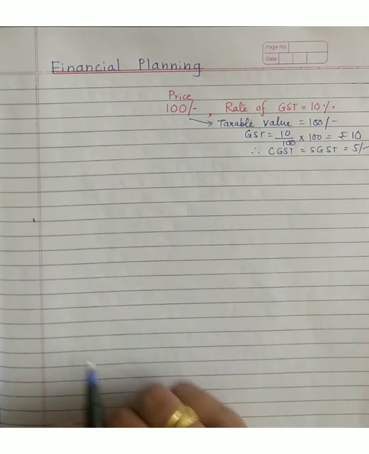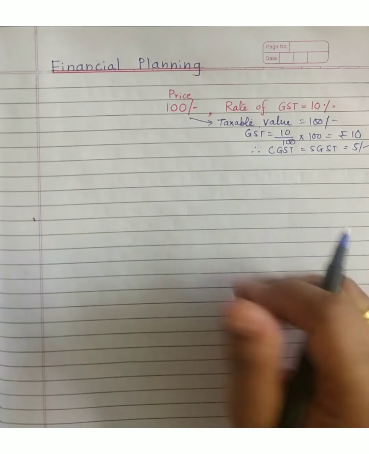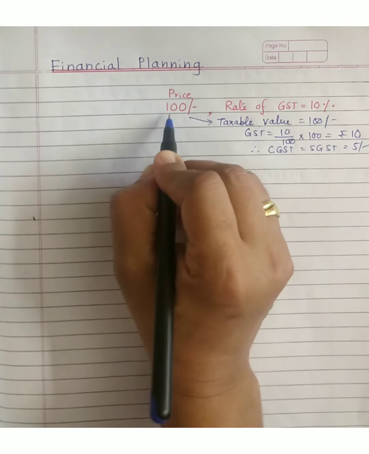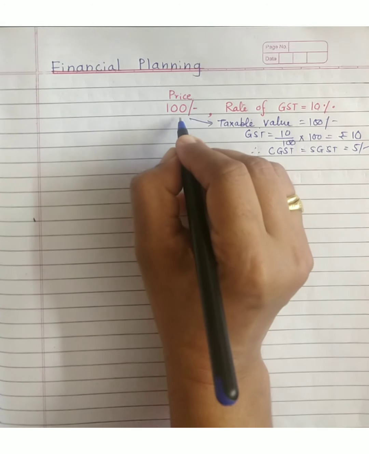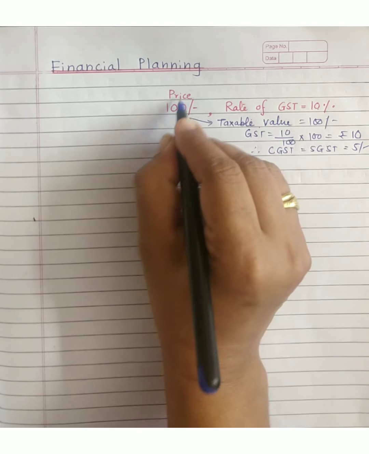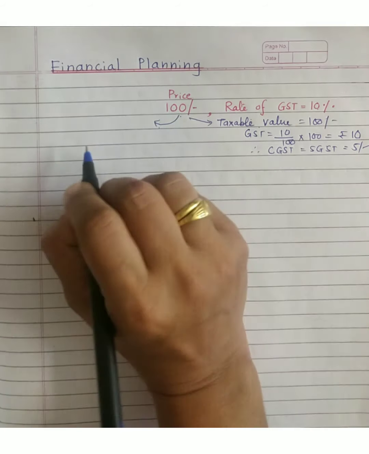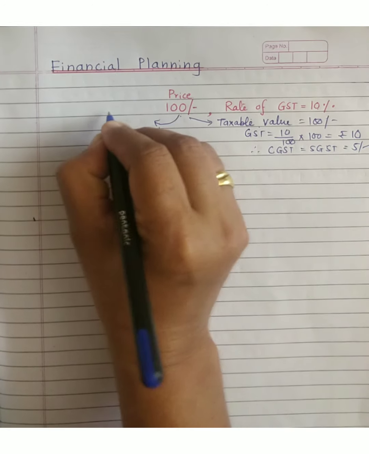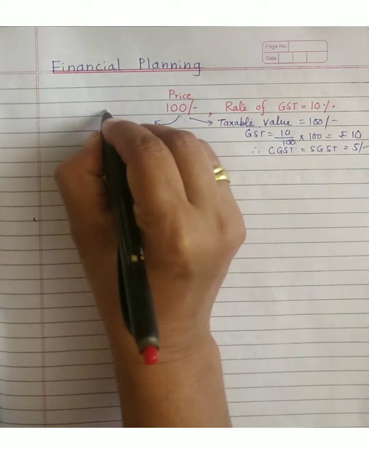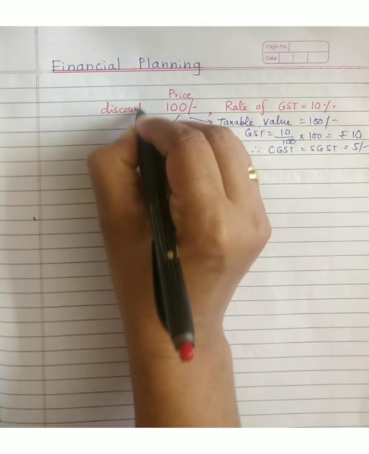What can be the second case? See, there are only 3 possibilities. If you find anything else, you just inform me. The second possibility is what? The price of the article is rupees 100, but it's not available at rupees 100. On that, a discount is given. That is the good news, right? So on that some discount is given. Say the discount is given at the rate of 10% only. I'll take this so that you understand it very easily.